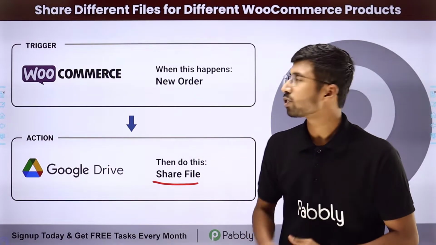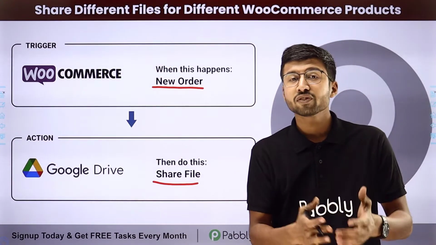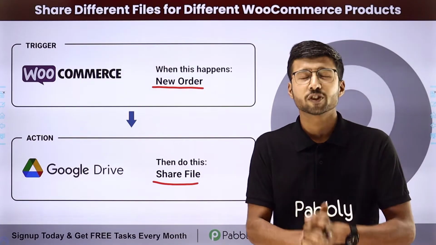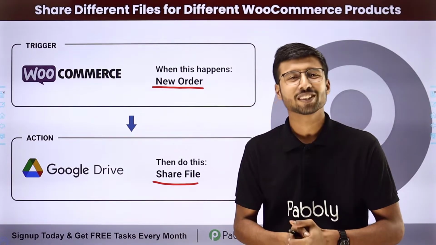Now let me tell you, you can completely automate this process. So the trigger of this automation will be receiving a new order for some particular course in our WooCommerce store. And the action will be sharing that same course's file from our Google Drive with the same customer who placed the order. Now how can you set up this automation? To know this, you have to come with me to my screen.